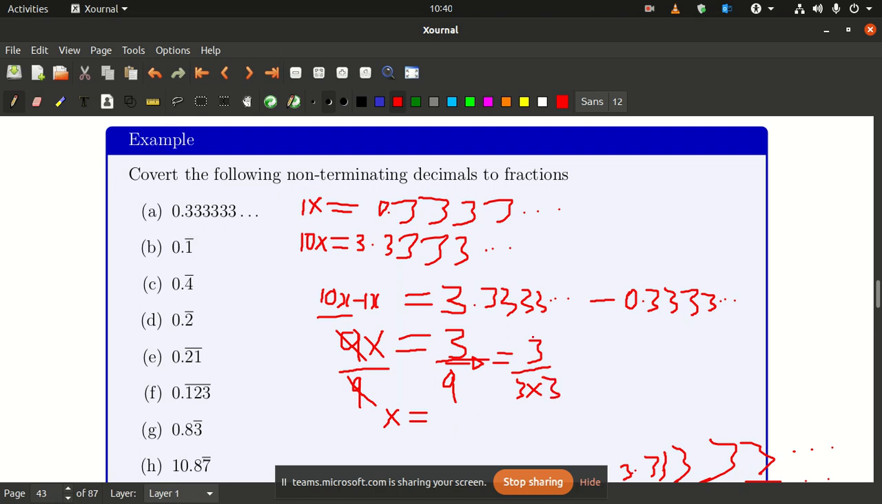And then this 3 here, I said 3 times 1, that's what I said. And then this 3 and this 3 cancel out, and you are left with x being the same as 1 over 3.